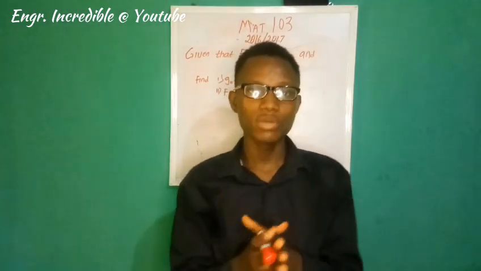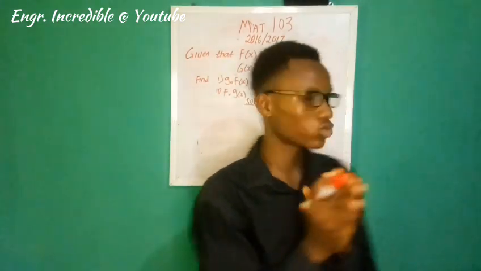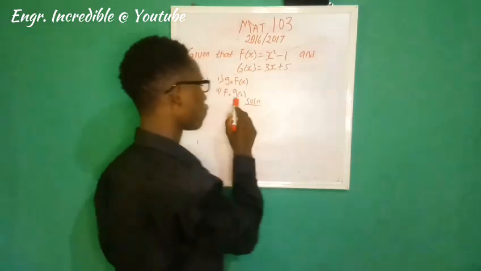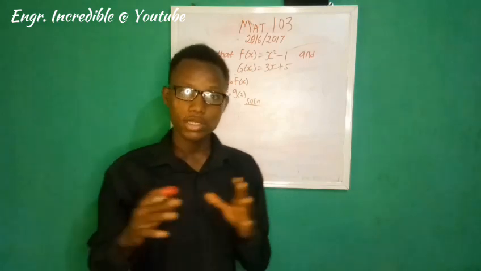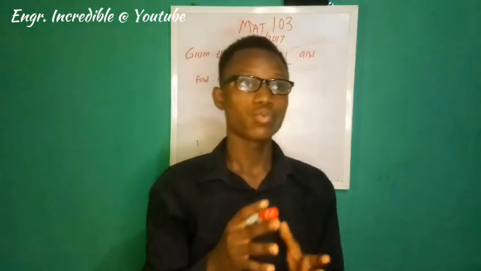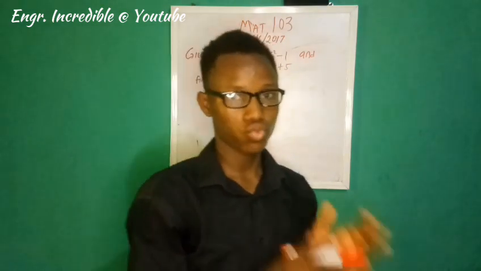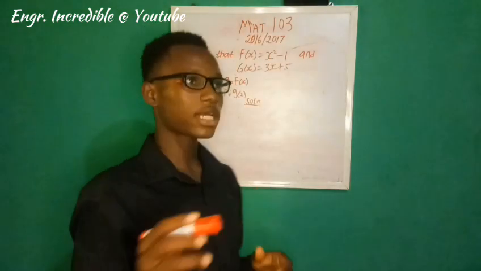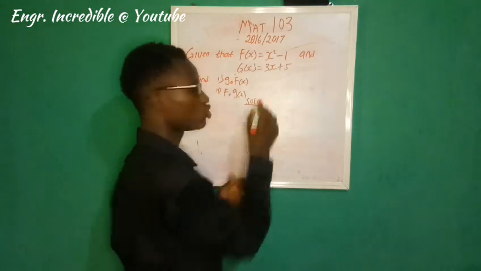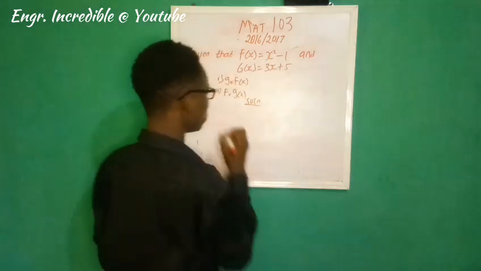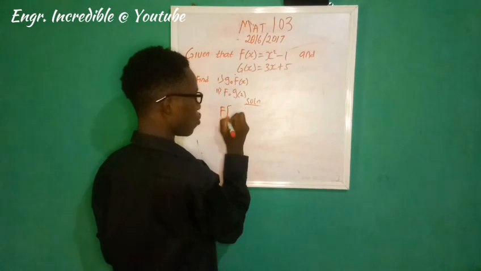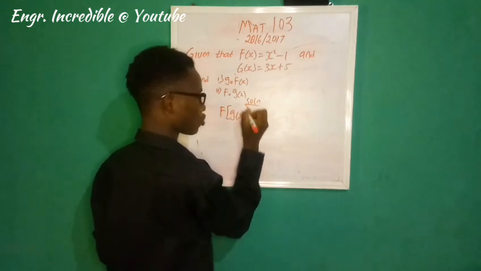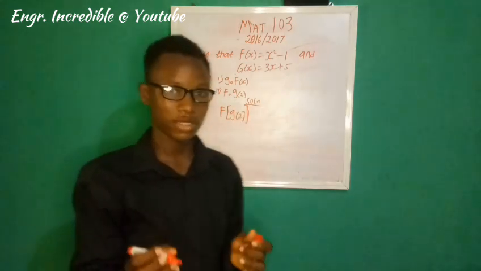So now we will be moving on to the next question, which is finding f of g of 2. In this particular scenario, we have to find g of 2, then we find f of g of 2. So you remember when I said f o g of 2 is mostly written, it will be written as f of g of 2, this particular way.